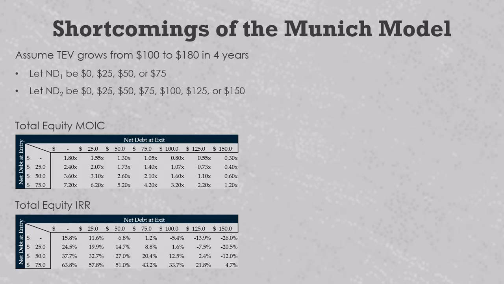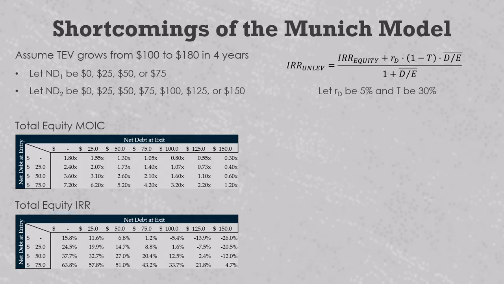Now, this gives us everything we need to calculate the Munich model's unlevered IRR. We can get average debt to equity ratio using the numbers in the upper left, pull the IRR from the total equity return table, and we can estimate the interest rate and the corporate tax rate with values like these here. But before we calculate, let's think about the kind of answer that we should expect.